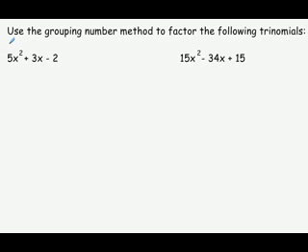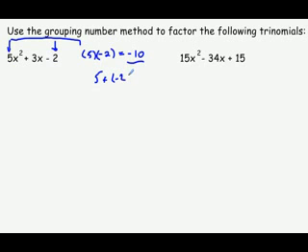We multiply the leading coefficient, 5, times the constant term at the end and get what's called a grouping number. So we're going to multiply 5 times negative 2 to give us negative 10. Our next job is to find two factors of negative 10 that add up to positive 3. And in this case, we would note that 5 added to negative 2 is equal to positive 3.